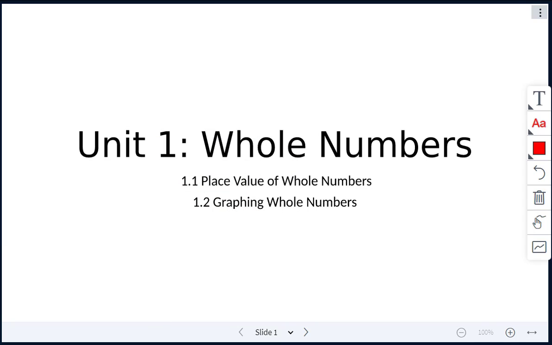Unit 1 is whole numbers. We're looking at place value of whole numbers today. We're going to look at different forms like expanded form, standard form, and word form. And then we're also trying to get to graphing whole numbers on the number line.